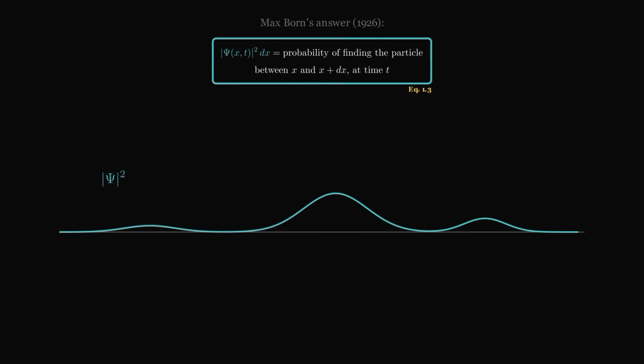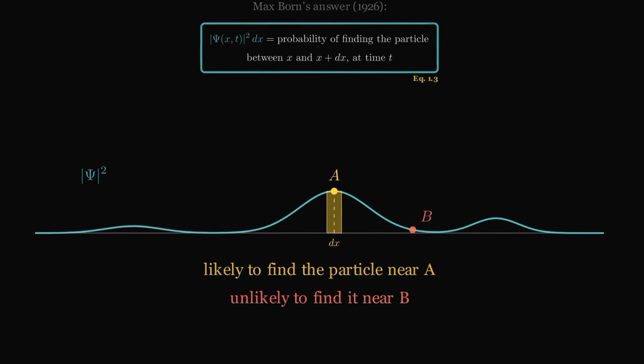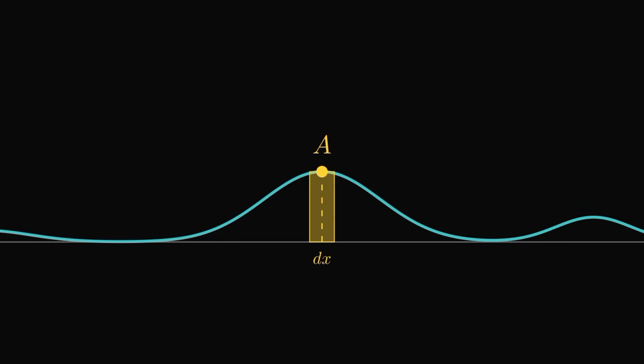Picture a typical wave function, its absolute value squared plotted as a curve. Here's a point A sitting under a tall peak. Here's a point B out in a shallow valley. If you go and actually measure the particle's position, you are far more likely to find it near A than near B. Not because it's hiding near A. As far as the theory is concerned, there is nothing more to say about where it really is. The wave function, and only the wave function, is what physics has to offer.